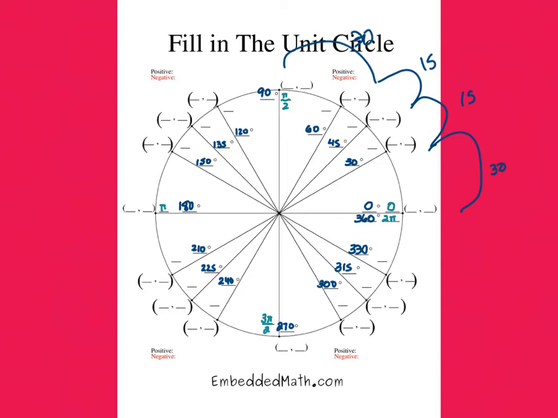Okay, then the pattern for radians is the angle closest to your x-axis is over 6. So this goes over 6, this goes over 6, this goes over 6, this goes over 6. The angle closest to your y-axis is over 3, over 3, over 3, over 3. And the in-between is over 4, over 4, over 4, and over 4.